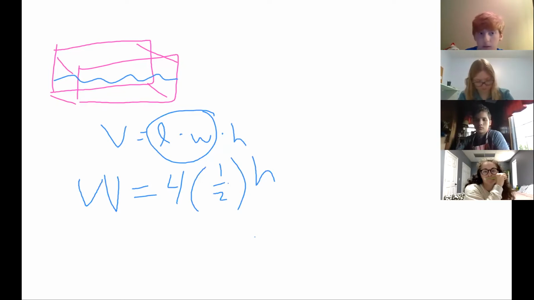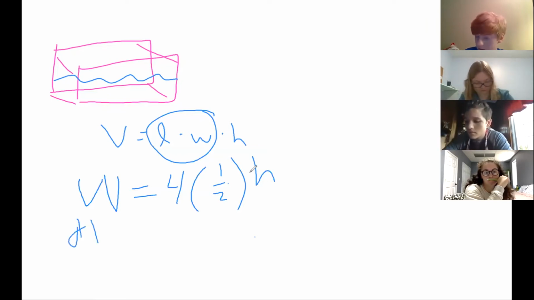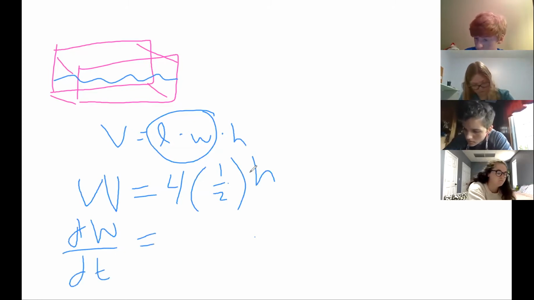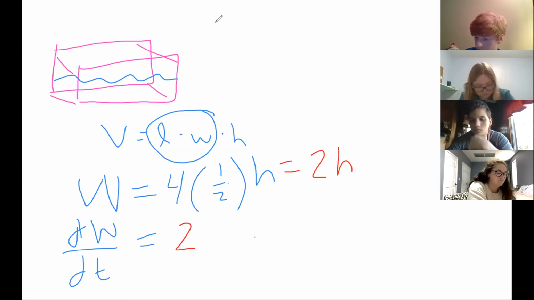Okay, so this one's a related rates problem. So if I want to know about how the height is changing, that means I want to know dH dt, because it's all with respect to time. And so I would take the derivative, which in this case is dW dt, and before I take the derivative of the other side, I'm going to simplify this to 2h. And so what's the derivative of 2h? 2. And because it's related rates, it's 2 dH dt.